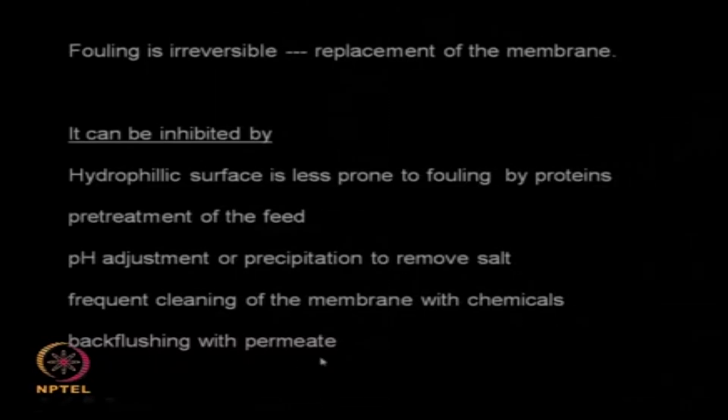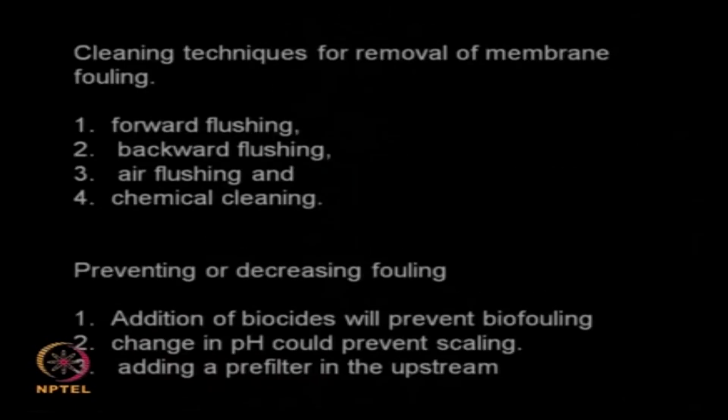Then we can do back flushing, that means we can send the feed from the opposite direction so that whatever fouling that has taken place will get dislodged and removed from the surface of the membrane. So there are many ways by which we can do a flushing. We can do a forward flushing, we can do a backward flushing, we can use air flushing, that means we can just pass air so that the foulants that have settled get dislodged. We can use chemical cleaning, so all these can be done.